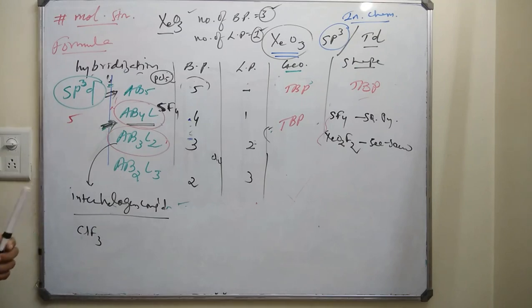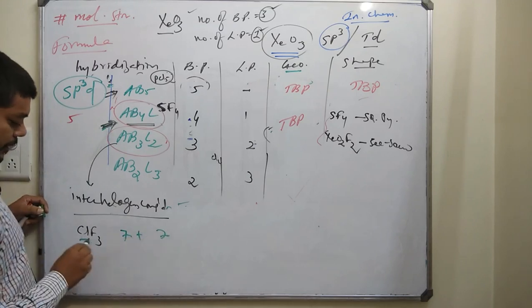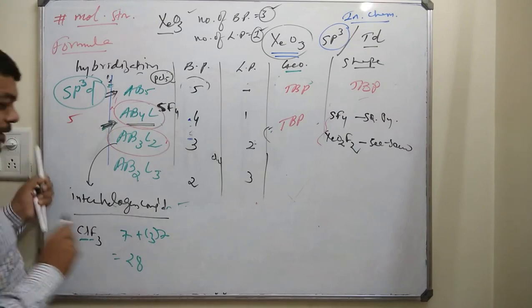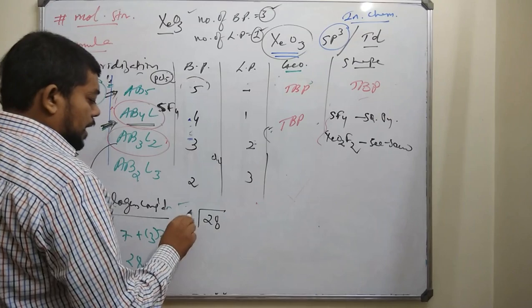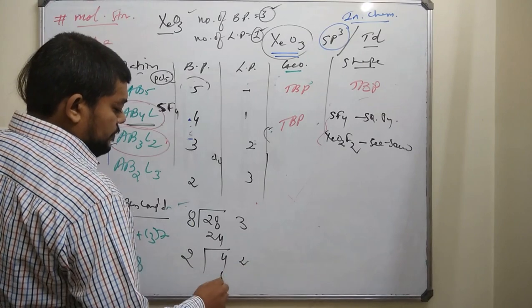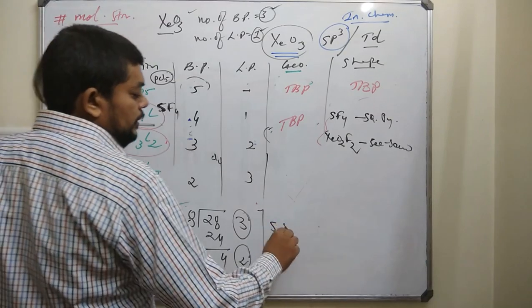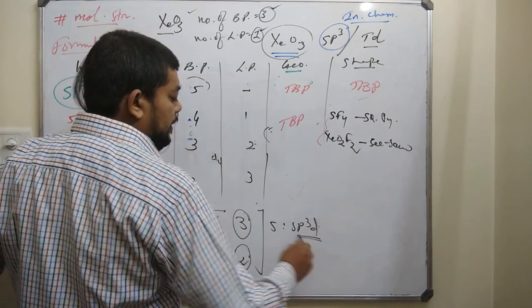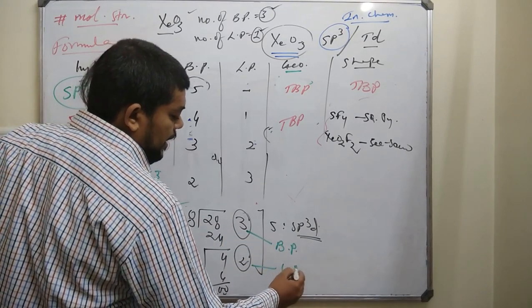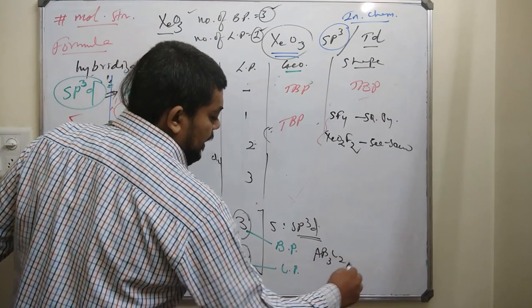So when we have ClF3 as our target in the interhalogen compounds, you have 7 electrons from chlorine, you have 7 electrons from fluorine and 3 such fluorines. So the total would be 28. Friends, be very clear that when the total is 28 and you are dividing by 8, it is 8 times 3 is 24, leaving 4, which is 2 times 2. So it is 3 plus 2. The total is 5, so it is sp3d hybridization. It has 3 bond pairs and 2 lone pairs, and therefore it's a combination of AB3L2.